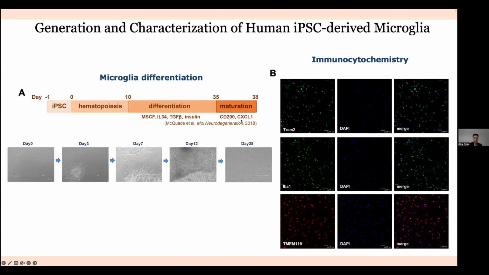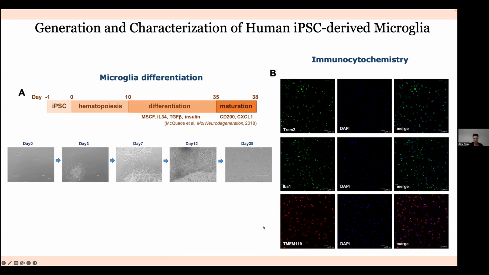Below you see bright field images showing the progression from day 0 to day 34, in which the iPSC colonies grow, and at day 7 begin to release the hematopoietic progenitor cells into the media. And finally, in the last bright field image, you see the mature microglia.